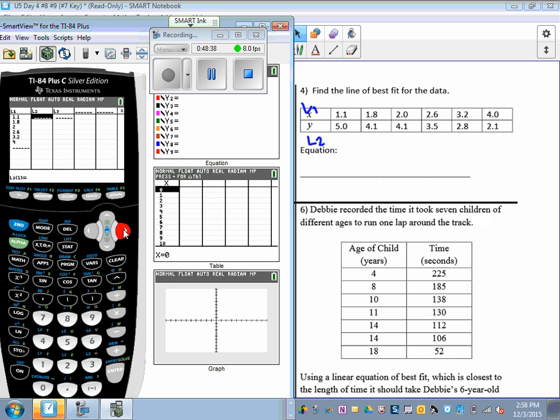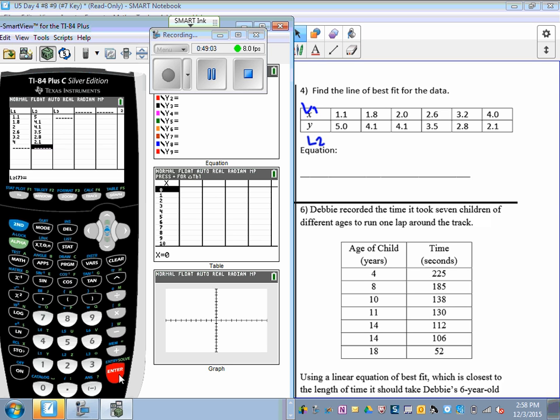Alright, and then same thing for your Y values. They look kind of dirty, your lists look like they need cleaning. So my Y values, I have 5.0, 4.1, 4.1 again, make sure you get that repeat, 3.5, 2.8, and 2.1. So especially when you have decimals like this, double check to make sure you got the right numbers.